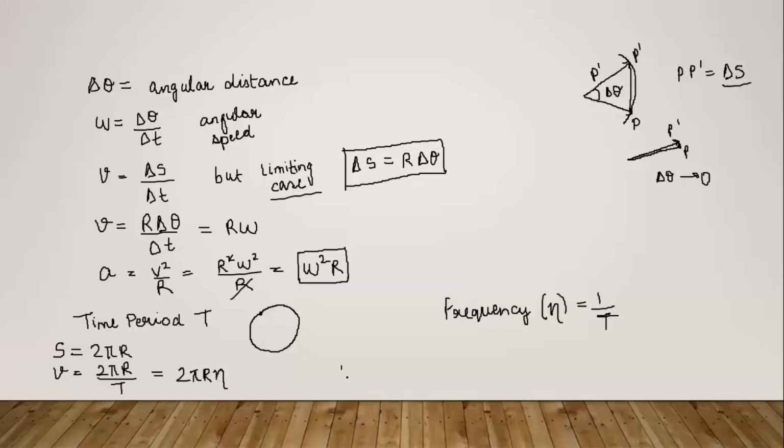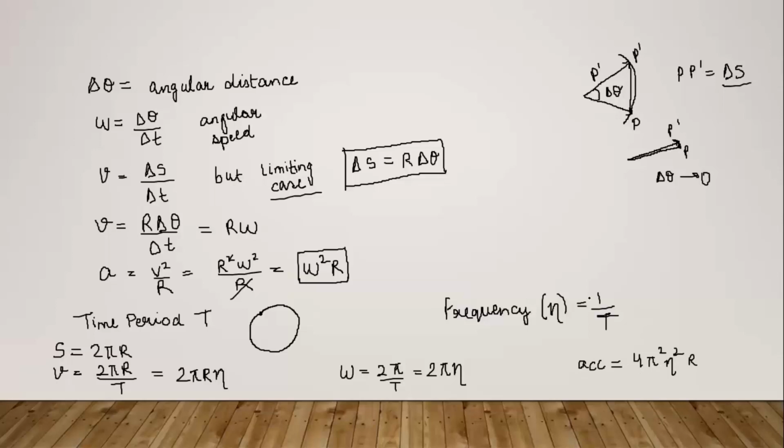Also, the angular speed omega can be written as 2 pi by T, or again in terms of frequency it is 2 pi eta. Also, acceleration, which is v square by r, comes out to be 4 pi square eta square r in terms of eta. So here we have written down the distance, which is actually the circumference, and the velocity, angular speed, and acceleration in terms of this frequency eta.